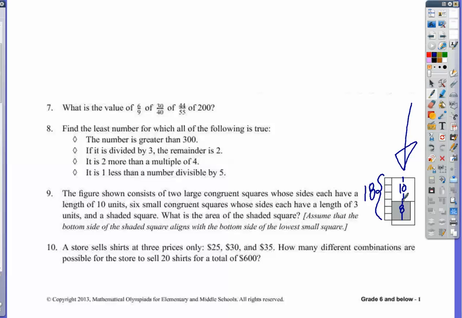Well, it's a square, right? All right. So 8 times 8 is 64. Because length times width is the whole area. All right, that wasn't too bad.